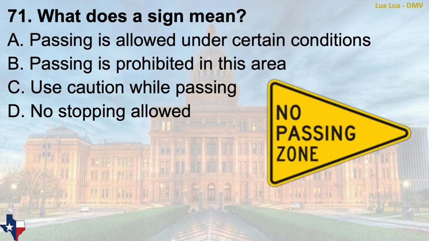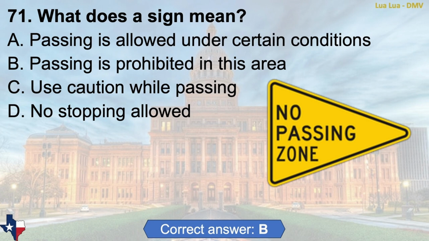Question 71. What does this sign mean? A. Passing is allowed under certain conditions. B. Passing is prohibited in this area. C. Use caution while passing. D. No stopping allowed. The correct answer is B. Passing is prohibited in this area.